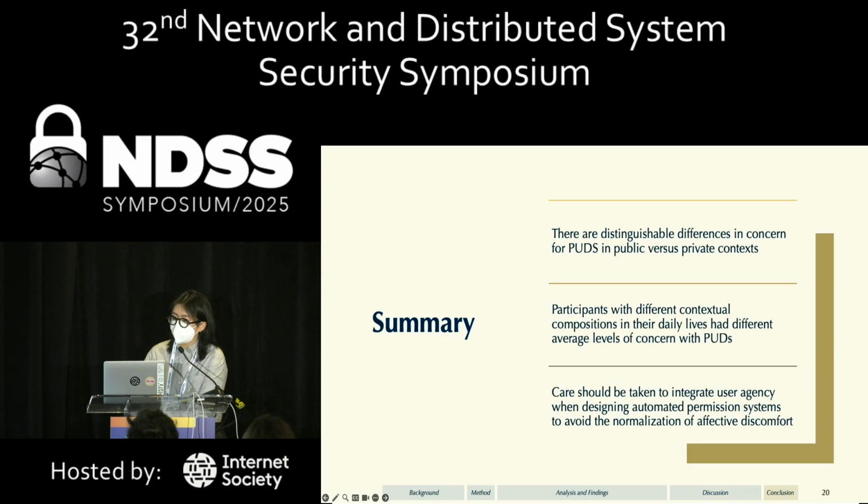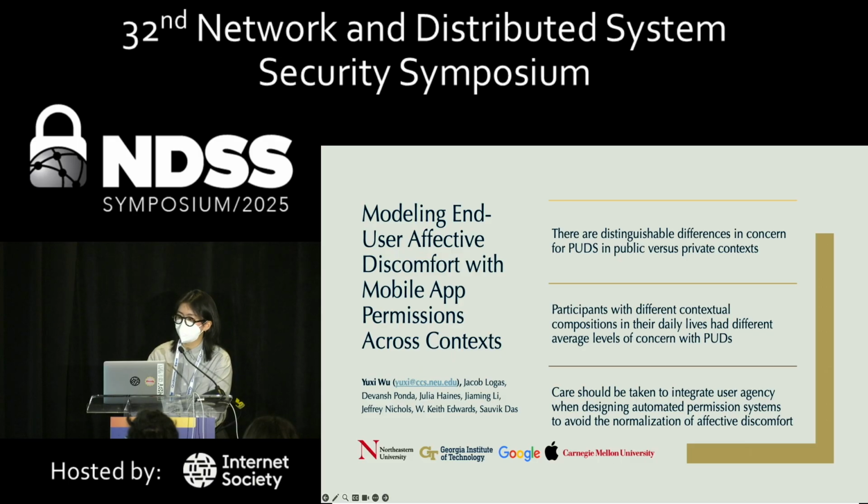So in summary, in our work, we found that there are distinguishable differences in concerns for PUDs in public versus private contexts. Participants with different contextual compositions of their daily lives reported distinct average levels of concern with PUDs, and also care should be taken to integrate user agency when designing automated permission systems to avoid the normalization of affective discomfort. Thank you for attending my talk today.